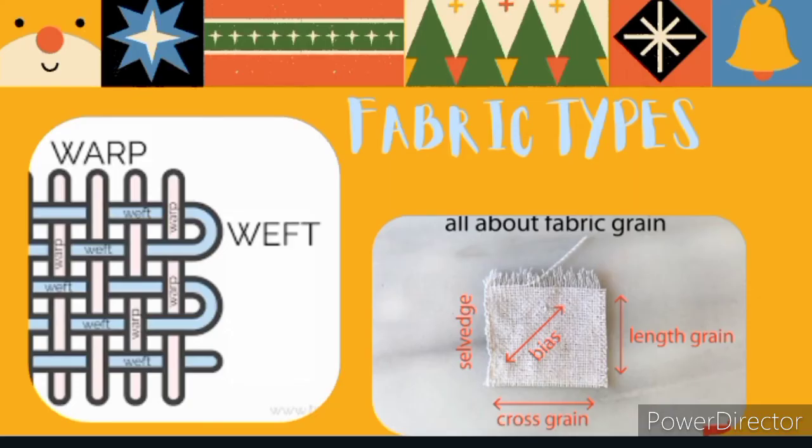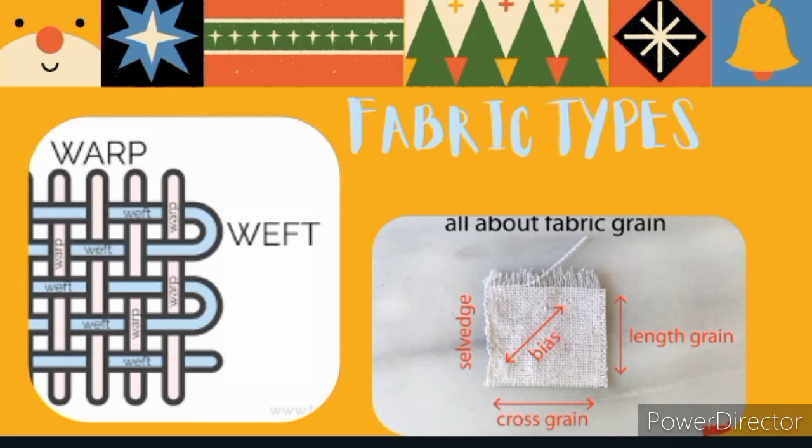To kick off with the fabric types, we are starting with warp, that is the thread that runs the length of a woven fabric. You can see it up and down. Then we have what we call weft. That one is the thread that runs at right angles to the length of a woven fabric, otherwise known as the cross grain. Also, we have fabric grain.